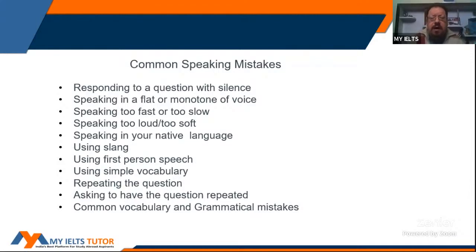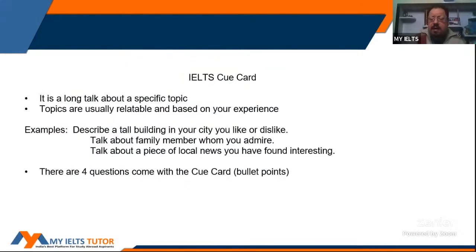Okay, so let's move on. Now, let's talk about the IELTS Cue Card.